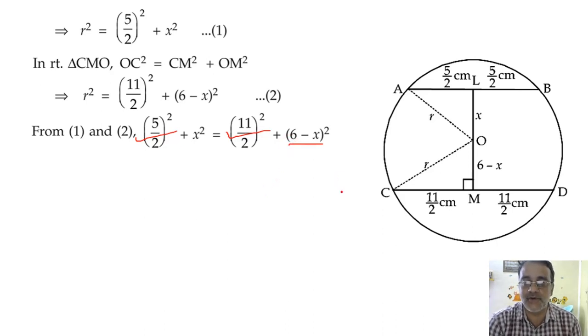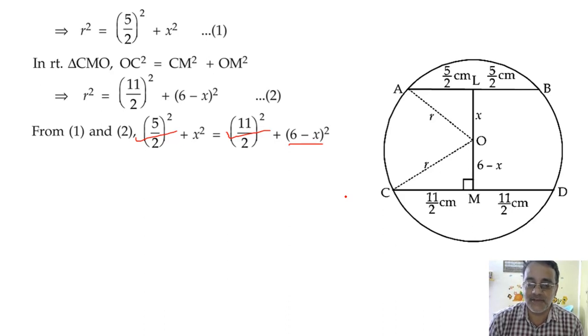6 minus x whole square. 36 minus x square. Pranav, what will you get? 6 minus x whole square. 36 minus x square. No. Sir, 36 minus x square.